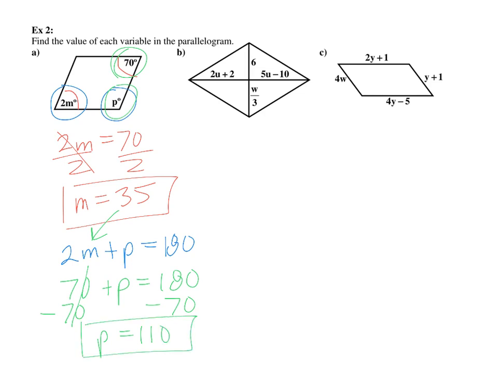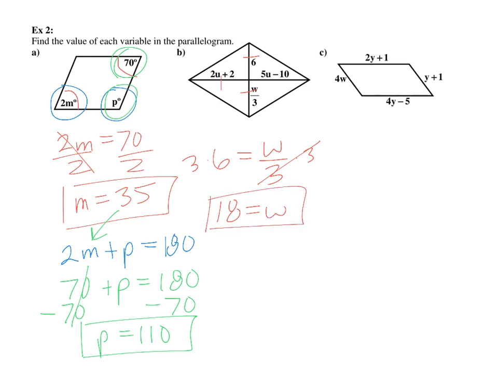All right, for B, we have diagonals here, and we know that the diagonals bisect. So I know that these are equal. 6 is equal to W over 3. How do you get W by itself? Multiply by the denominator, always the bottom number. So I have 18 is equal to W.